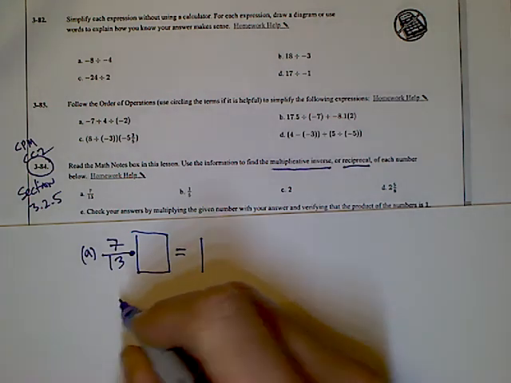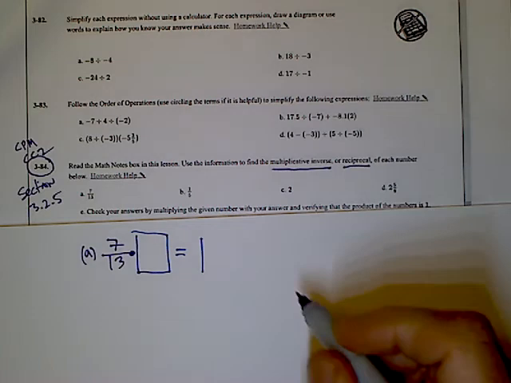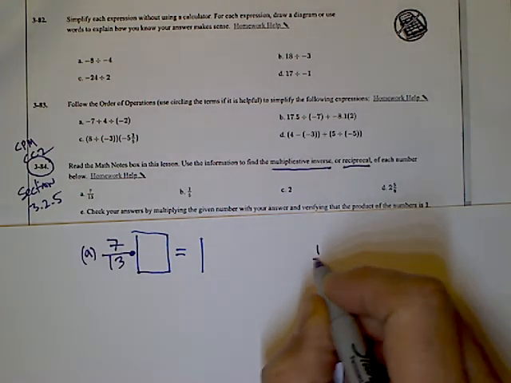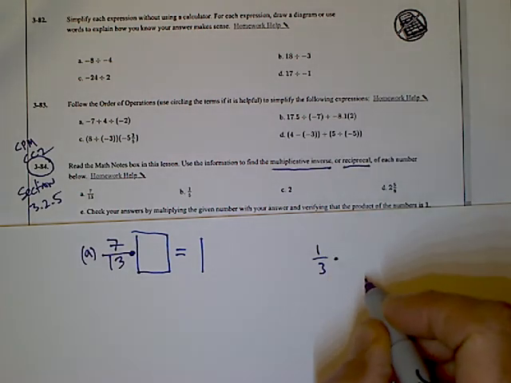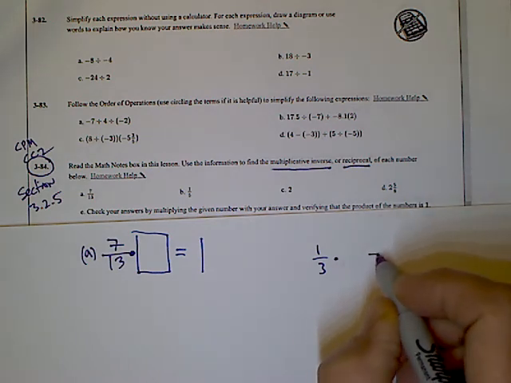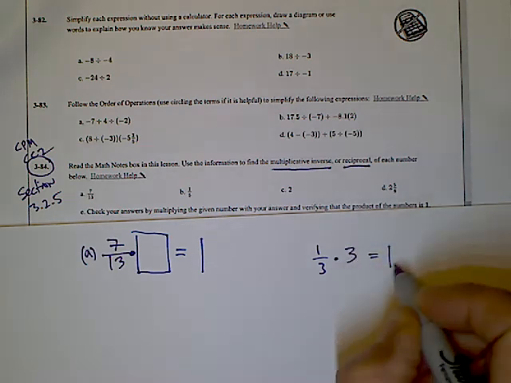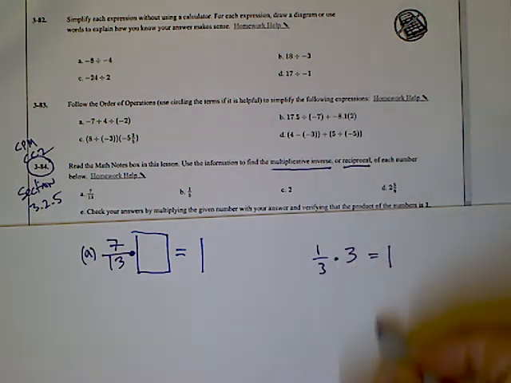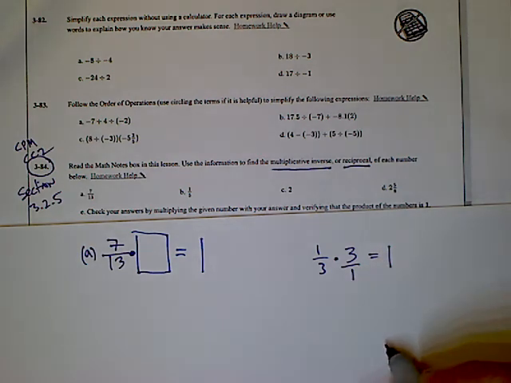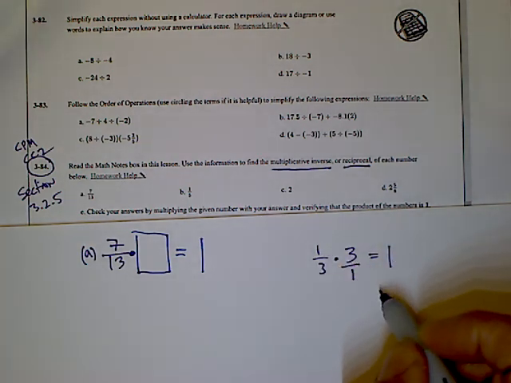Well, if we think about what that means, I'll show another example. If I were to say I want to take 1/3 and multiply it by a number so that their product is 1. Well, 1/3 of 3 is 1, right? 1/3 times 3 is 1. And if you think about it, 3 could be written as 3 over 1, couldn't it? So 1/3 times 3 over 1 is 1, right?